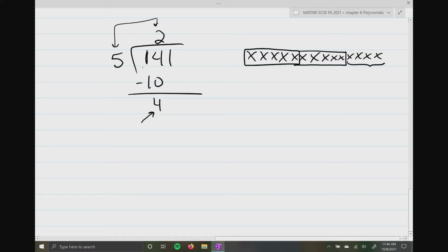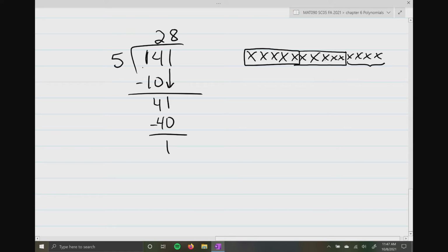But since we have a large number, 141, we have to drop down the 1. And now the entire process repeats. 5 goes into 41. I'm going to say 8 times. 8 times 5 is 40, with a 1. Now, we are big people now. We are transitioning into adulthood. We are not going to write 28 remainder 1 anymore.